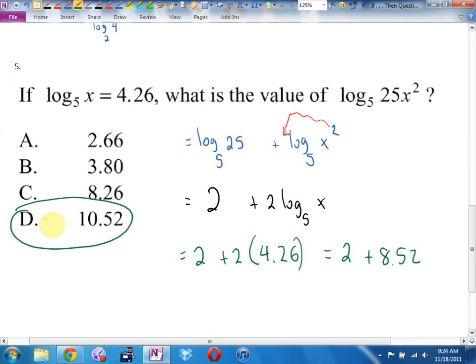Base change? No. Oh, one big log, break it up.